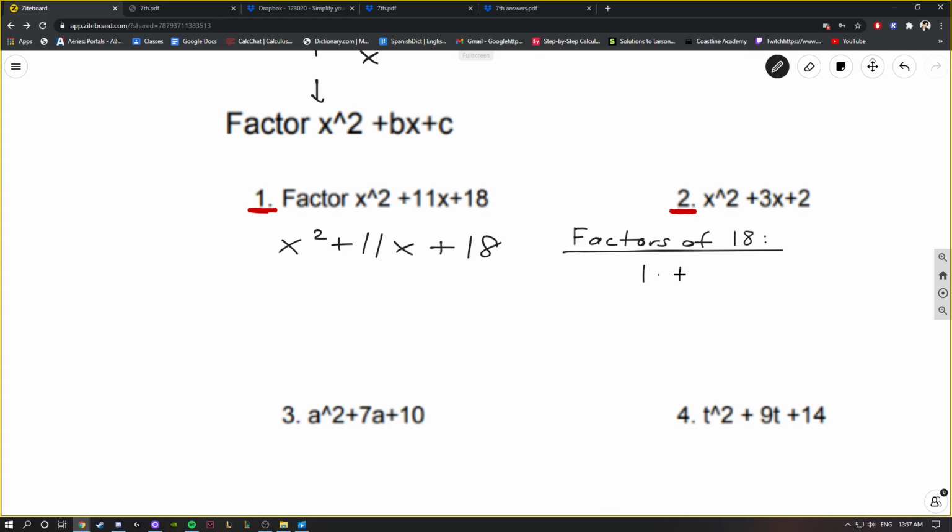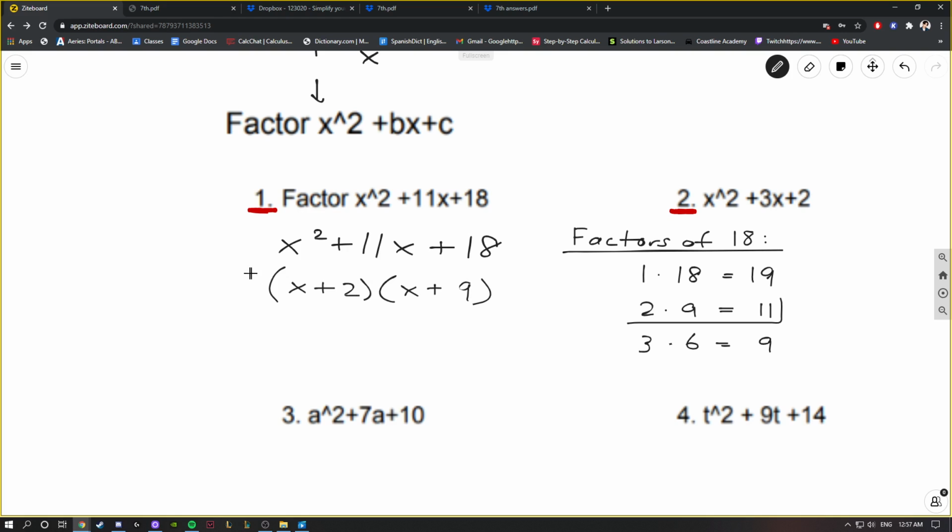So we have 1 times 18 is equal to 18, 2 times 9, 3 times 6. And I believe that's all of them. So as we list out our factors of 18, we can now add them. So this will equal 19, this is equal to 11, and this is equal to 9. And this number in the middle is 11, so we want to select these right here. And we get x plus 2 and x plus 9. Simple.